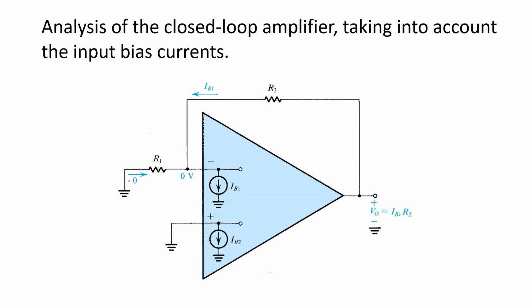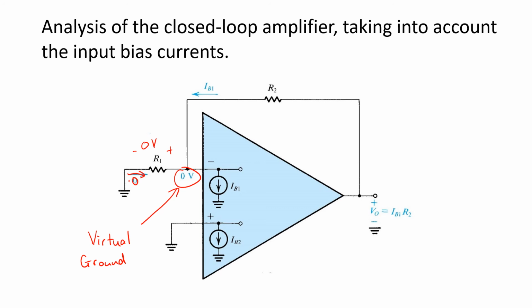So let's proceed with the analysis. Here we're considering only the effective input bias current and otherwise assuming the op-amp is ideal. So that allows us to make use of the virtual ground assumption. So the negative op-amp input terminal is at 0 volts. That means that there's 0 volts across this resistor R1, and therefore 0 current flowing through it.